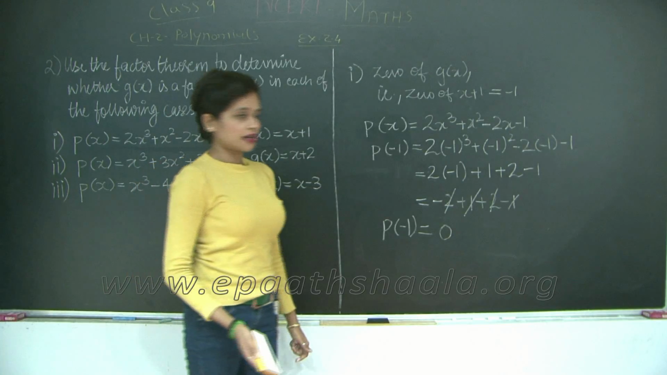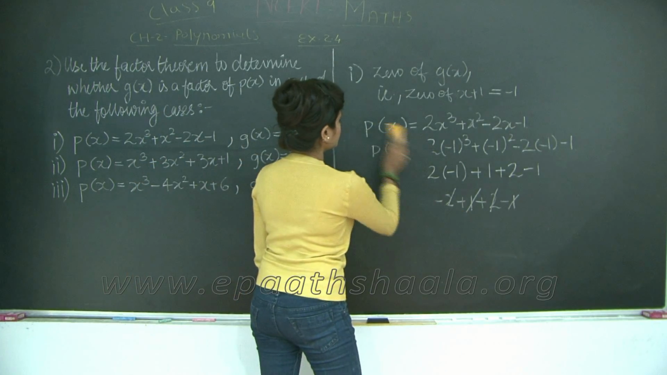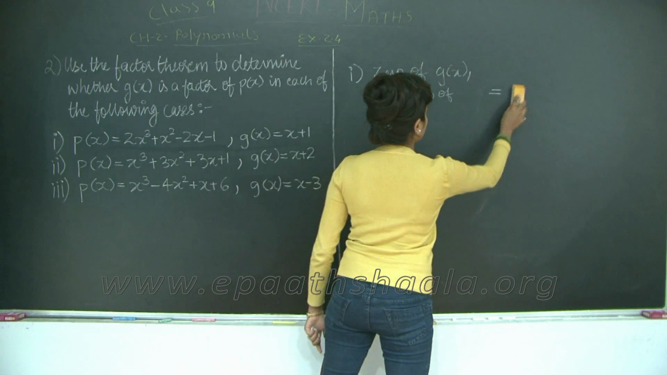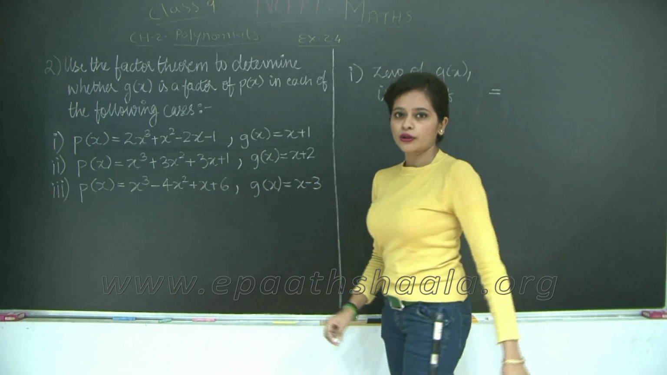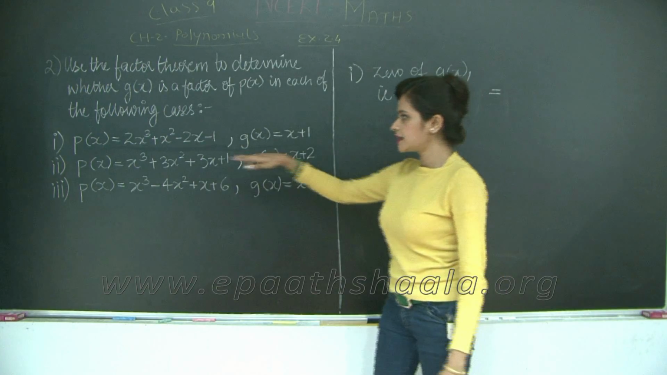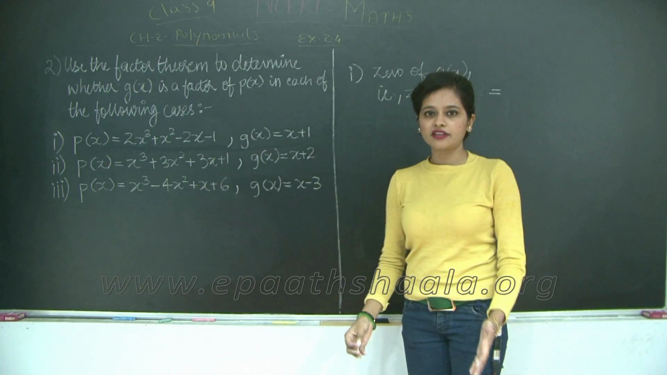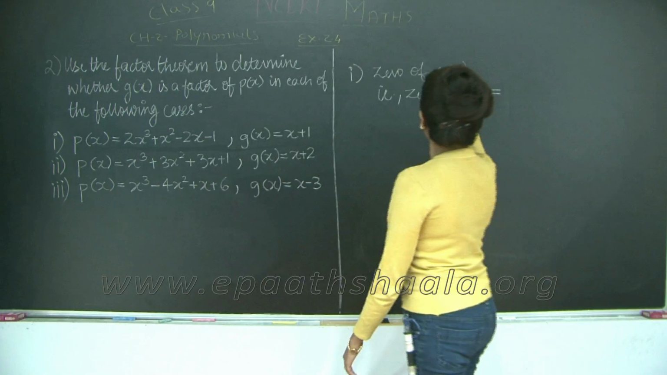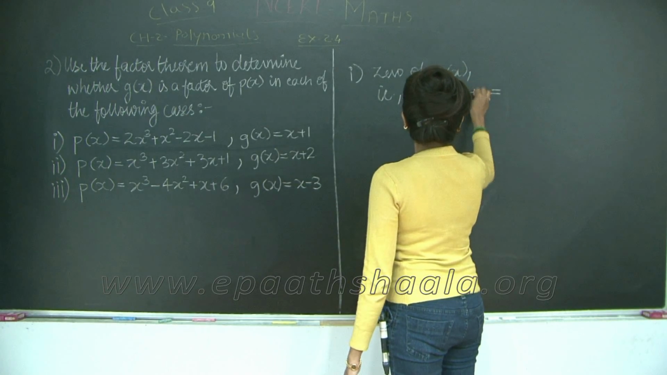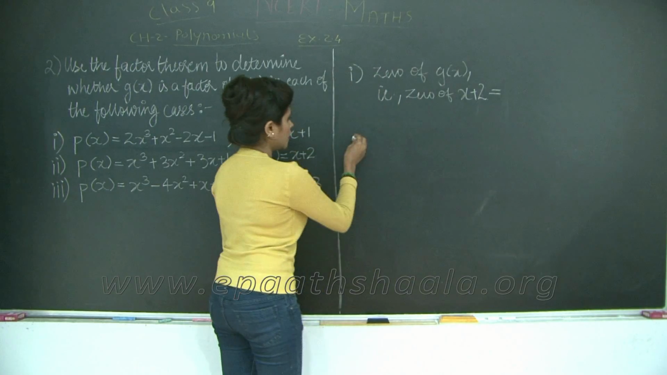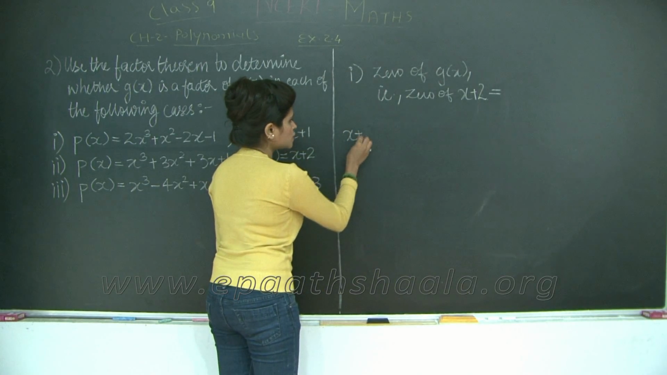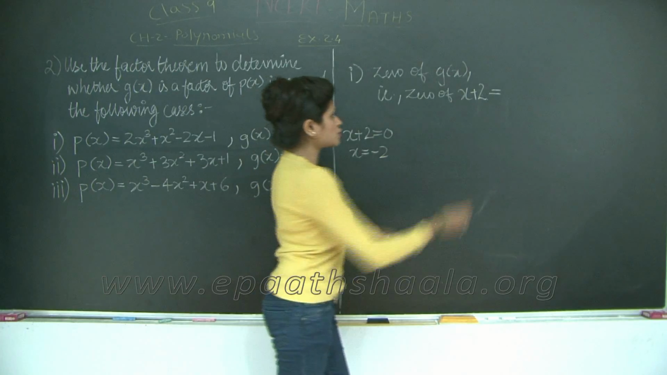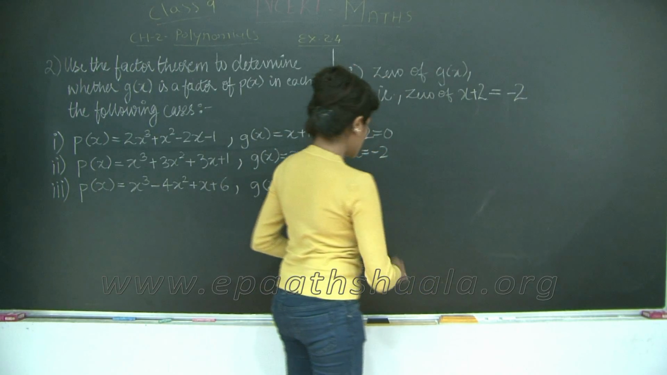Let's go ahead and solve the second question. Again we are going to follow the same concept, that is substitute the 0 of g(x) into p(x) to find the remainder, and if the remainder is 0 then we can clearly say that g(x) is a factor of p(x), otherwise not. So g(x) in this case is x plus 2. Roughly you can find it out, x plus 2 is equal to 0, x is equal to minus 2. So the 0 of x plus 2 is minus 2, right?